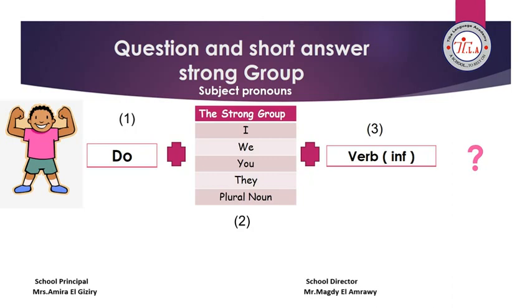Again, how can I make the question? Number one, start with do. Plus, number two, one from the strong group. Number three, you will choose what? The verb infinitive. And at the end, you have to put the question mark.